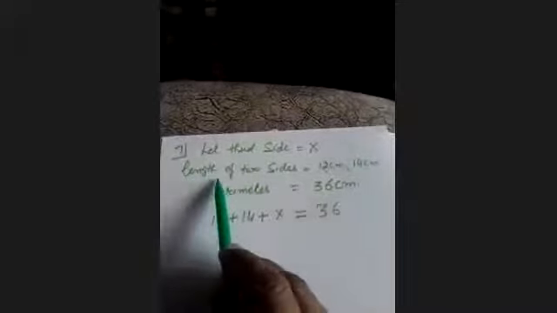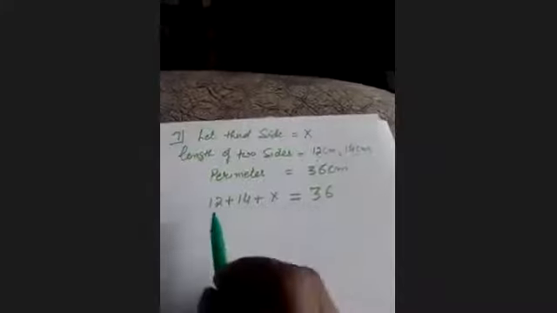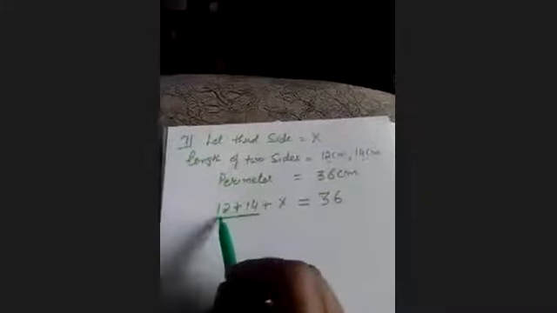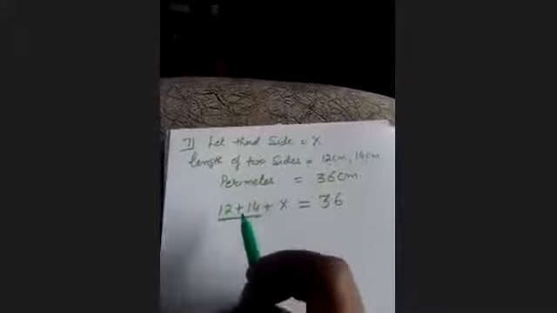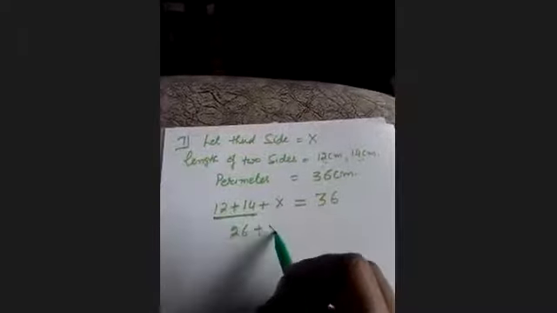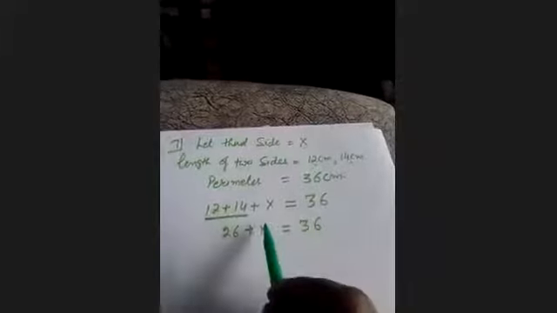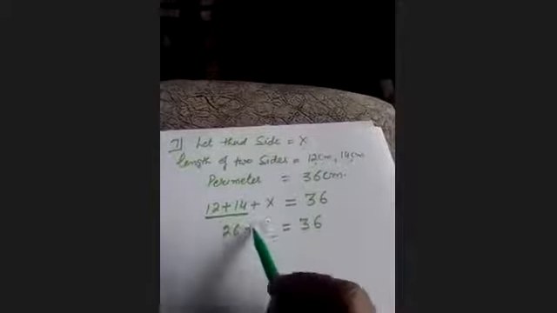Now the perimeter of a triangle is the sum of all three sides. Two sides are 12 and 14 centimeter, and the third side we suppose x. Now add 12 plus 14 plus x is equal to 36. Add 12 and 14, 26 plus x is equal to 36. Now students, we want to know the value of x.